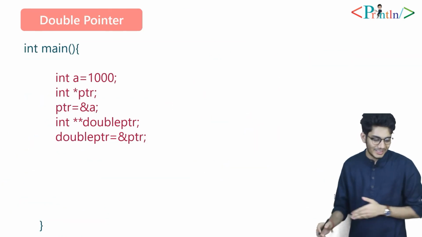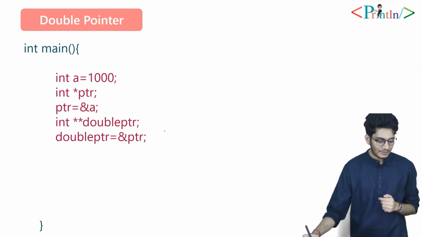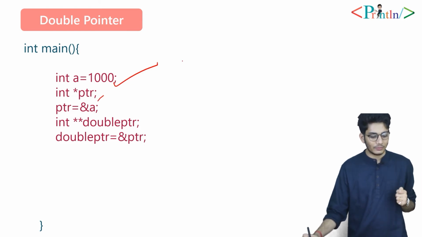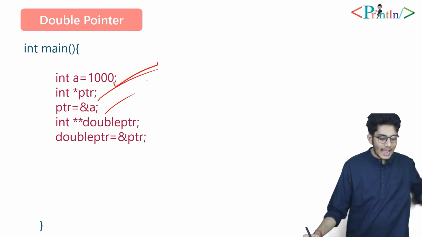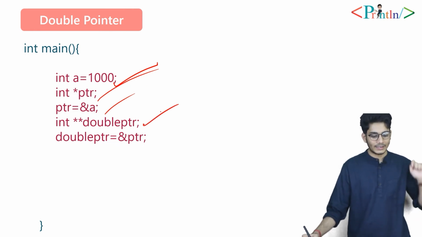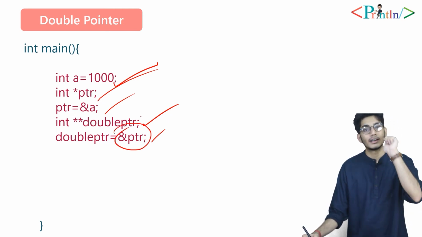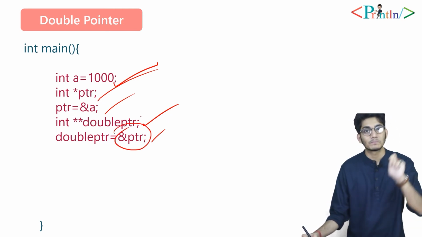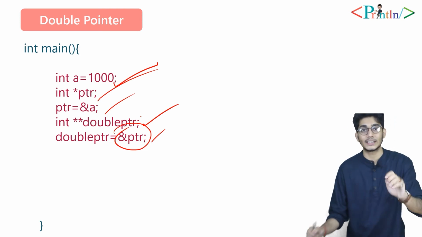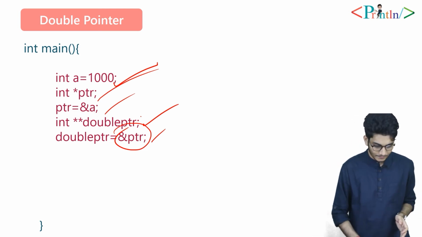Now we'll look at the code. At first, we have declared a variable and initialized A with 1000. We have declared a pointer. We have initialized that pointer using the address of A. We have declared a double pointer, and we have initialized that double pointer with the address of the single pointer, that is ptr. Am I clear?